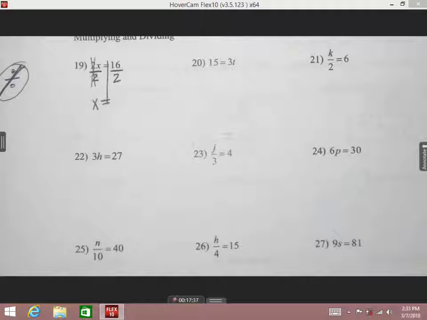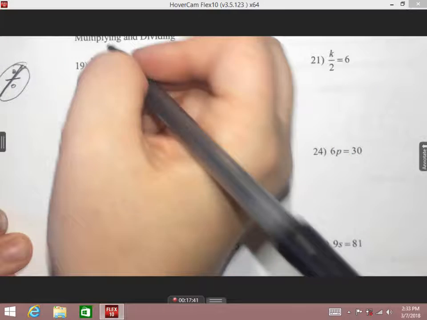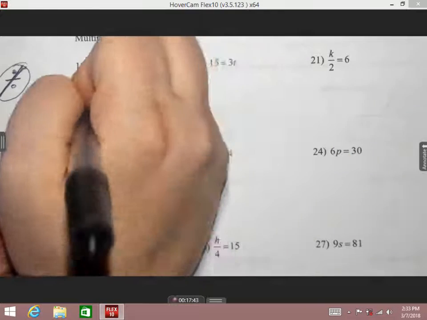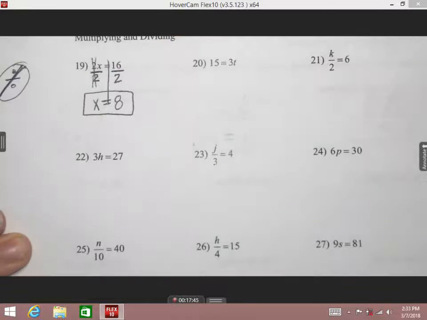This is marking out because 1x is just x. All right, and then 16 divided by 2? 8. Excellent. Yes. All right.